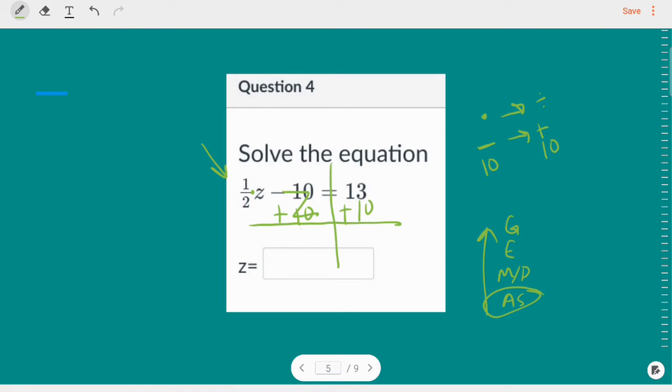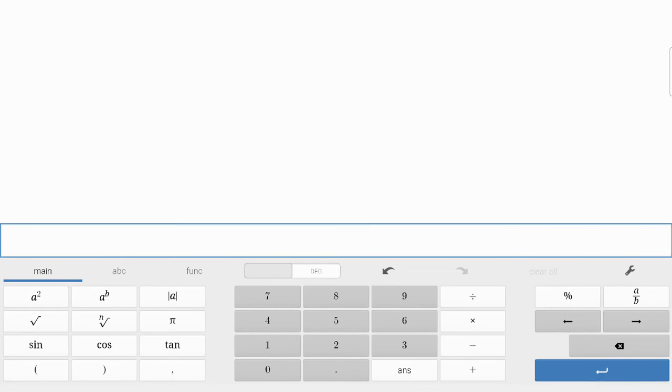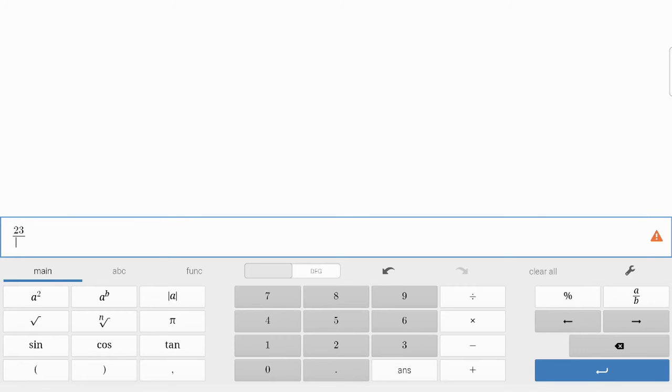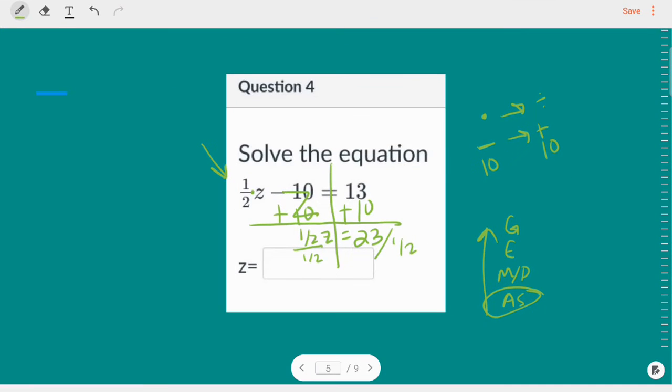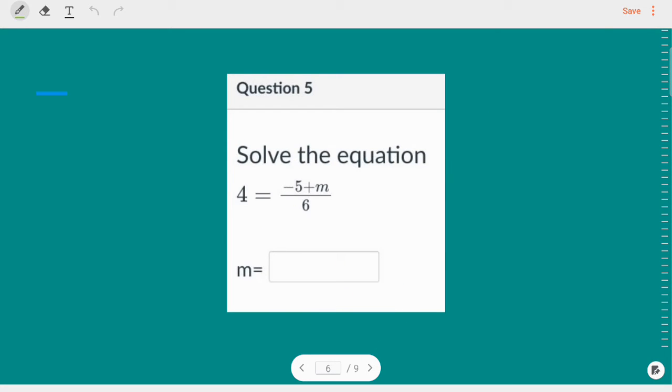That zeroes out, and I'm left with 1/2 z is equal to, what is 13 plus 10? It is 23. How do I get rid of the 1/2? Well, what is the opposite of multiplication? The opposite of multiplication is division. So to get rid of 1/2, I'm going to divide by 1/2 on both sides. I'm going to go to my calculator. 23 divided by 1/2 is 46. So z equals 46.